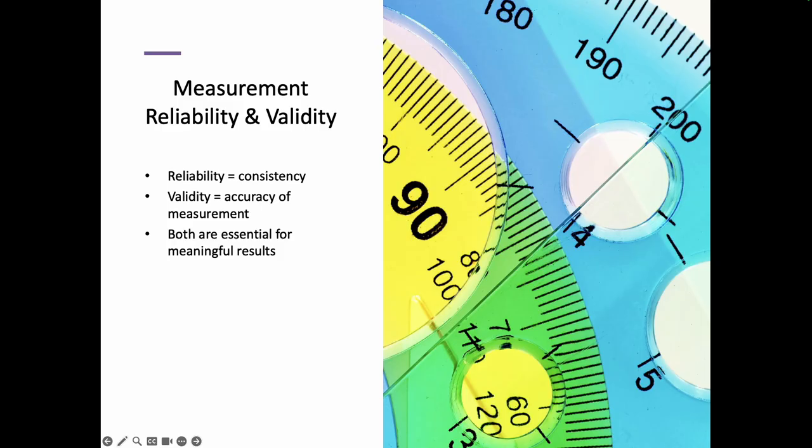Validity, on the other hand, refers to the accuracy of our measurements. A valid measurement truly captures the concept we intend to measure. A scale is valid if it is accurately reflecting your actual weight. Both reliability and validity are essential for meaningful results. Reliable but invalid measurements are useless, and valid but unreliable measurements are inconsistent and untrustworthy.